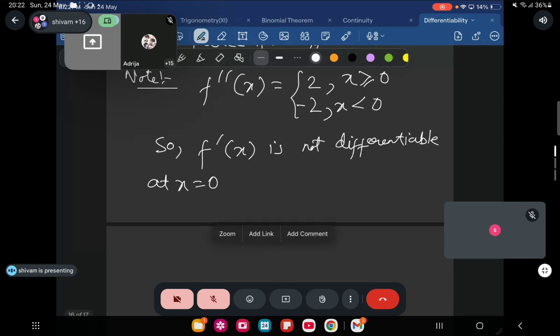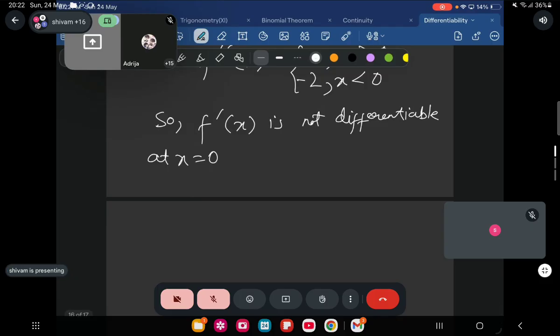Currently, we are thinking about x equal to 0. Why not any value of x? What about 1? 1 plus and 1 minus, it is 2 only, right? Right. So it is differentiable at other points. Are you getting my point? At 1 plus and 1 minus, we will get the same value. Over there, concavity is defined.